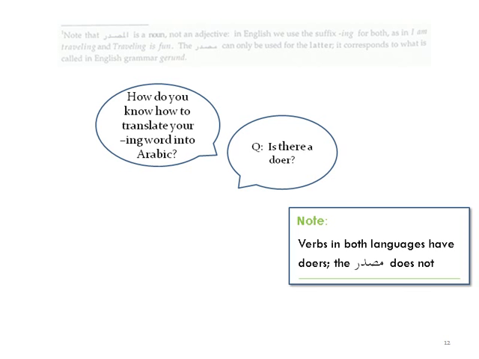So, for example, if you said, I am sleeping, you say to yourself, well, do I know who did the sleeping? And you say, well, yeah, I do. I am. I, the speaker, am sleeping right now. Therefore, we use the fi'l mudara in Arabic, and we say, ana anam.